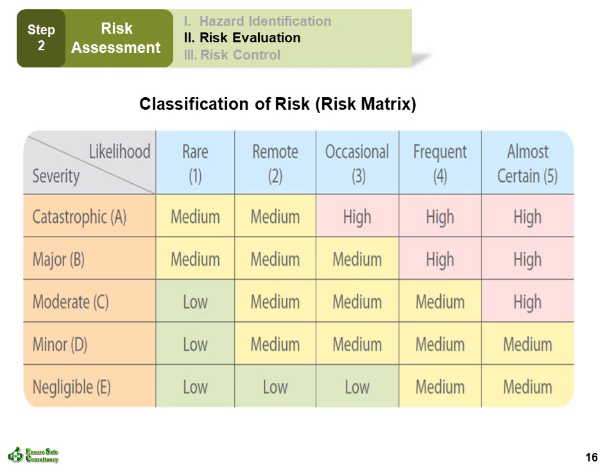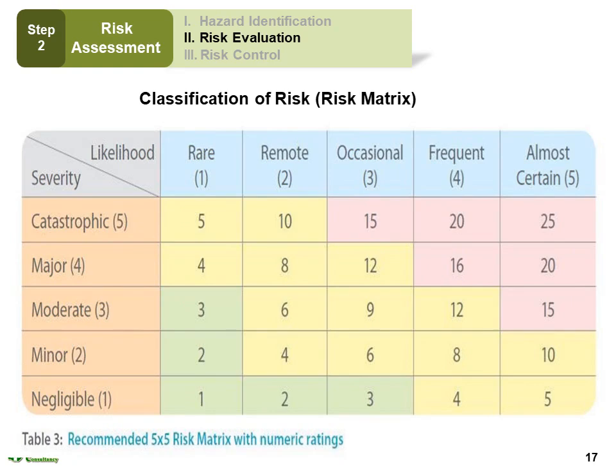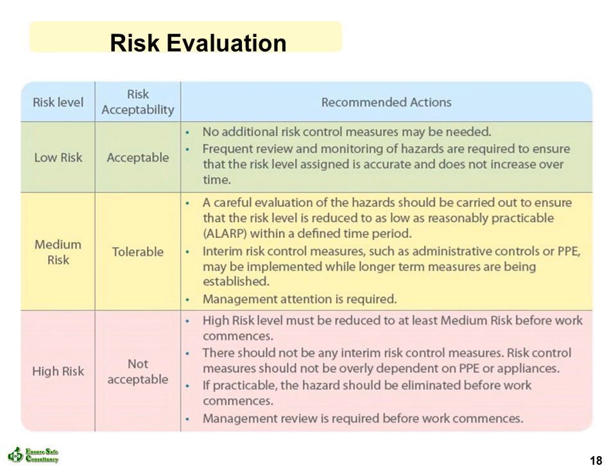The table below is called risk matrix. Using the severity and likelihood we learned previously, we can find the risk level of the hazard. Classification of risk, risk matrix. Risk matrix with numbers makes it easier to find the risk level using the severity and likelihood. After finding the risk level of a hazard using the risk matrix, now we check whether the risk level is acceptable or not acceptable.